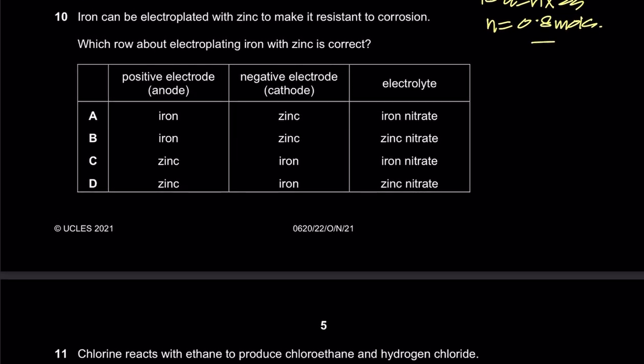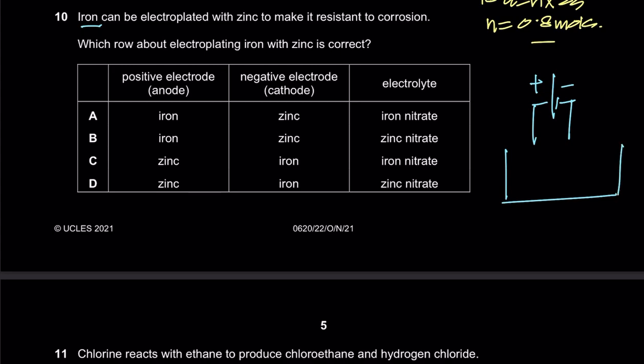Iron can be electroplated with zinc to make it resistant to corrosion, right? Now, he's saying iron can be electroplated with zinc. So we have to electroplate what? Iron or zinc? We have to electroplate iron, right? So let's suppose this is the bar of iron that you have. Now, in order to electroplate it, think about it. Try doing trial and error. If you get confused in these things, you can literally do trial and error. How would you do trial and error? You make the positive terminal and the negative terminal, and then you try to add the electrolyte in it.